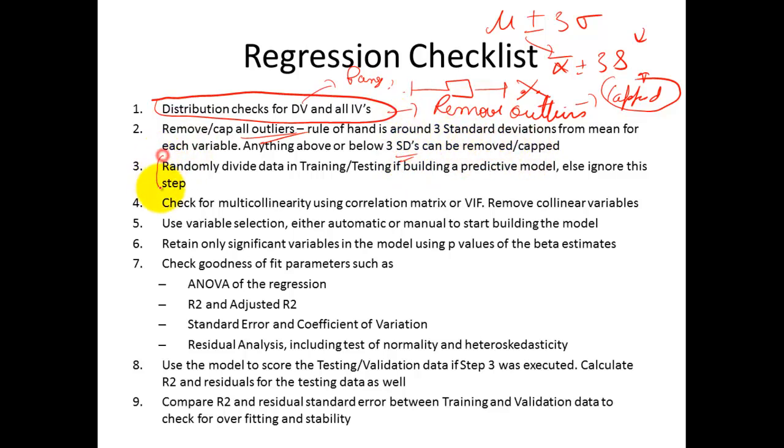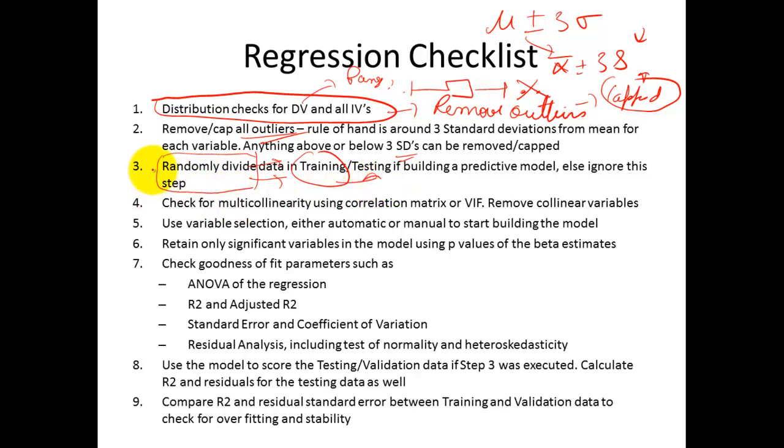If we are building a predictive model, you could divide the data into training and validation. I'm going to cover this step in more detail in our next few lectures on logistic regression and predictive modeling. In case it's not a predictive model, you can skip this step. If you're building a predictive model, you may want to divide the data randomly into training and testing, build the model on training and check the R square on testing again.